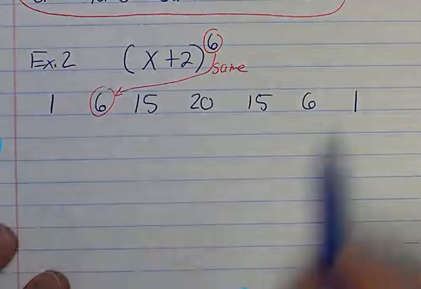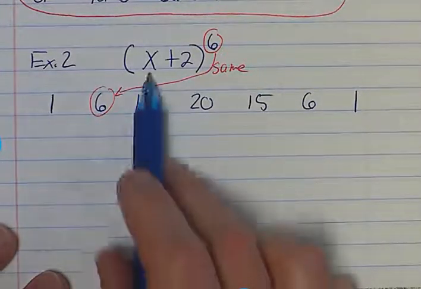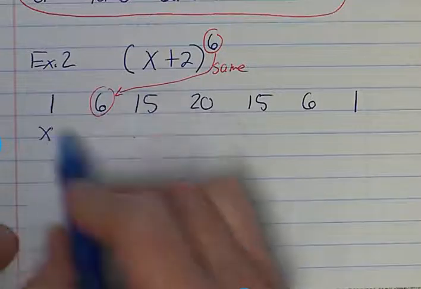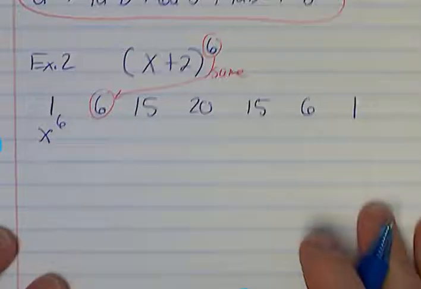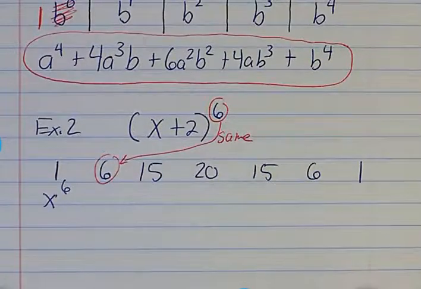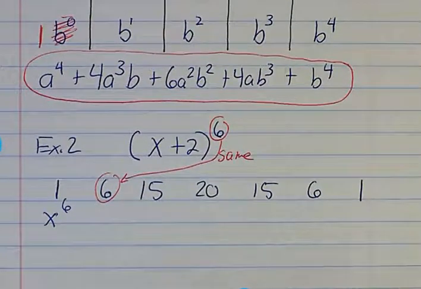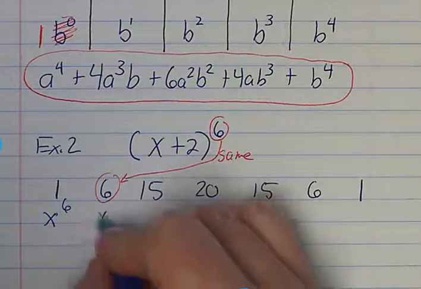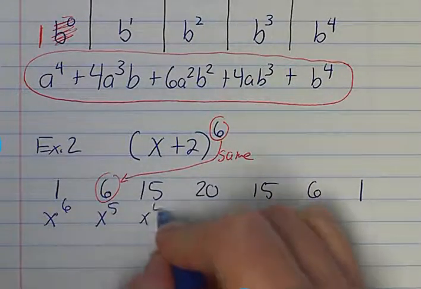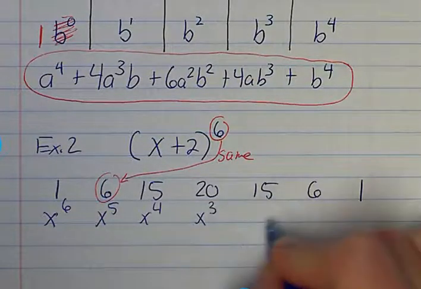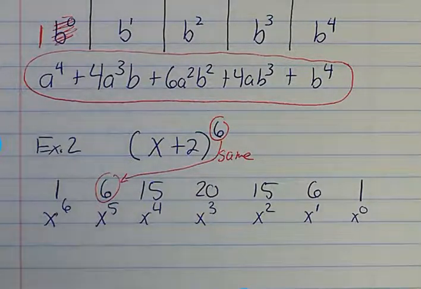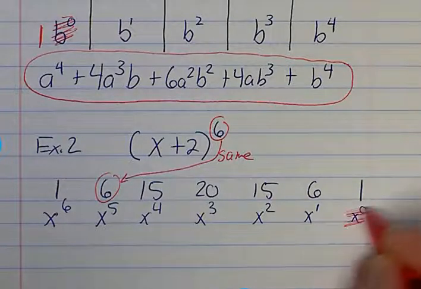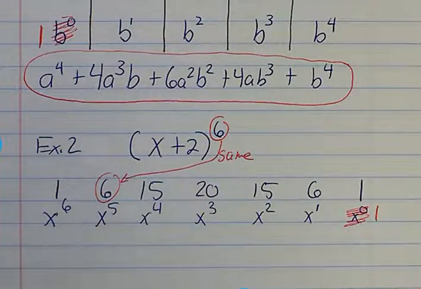Okay, so once we've got a row of numbers, we're going to start with x, and then we're going to count it down, so we're going to start with x to the 6th power. Alright, then we're going to go x to the 5th, x to the 4th, x to the third, x to the second, x to the first, x to the 0, which again, if it's x to the 0, just cross that out and put a 1 in its place.